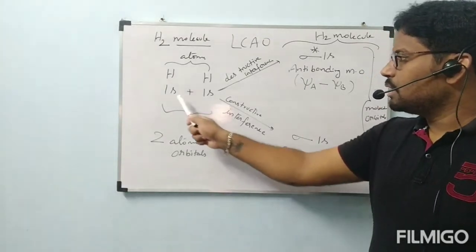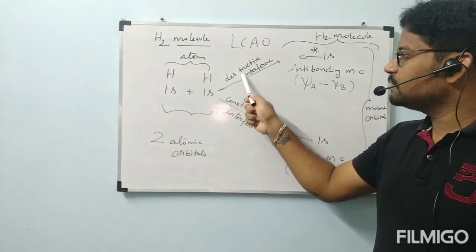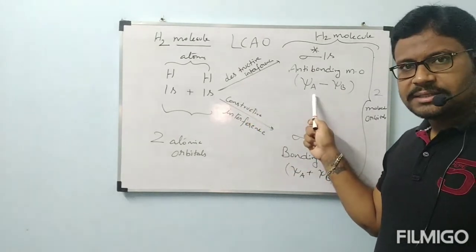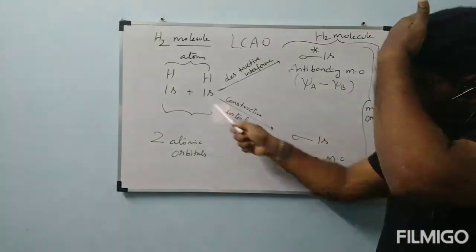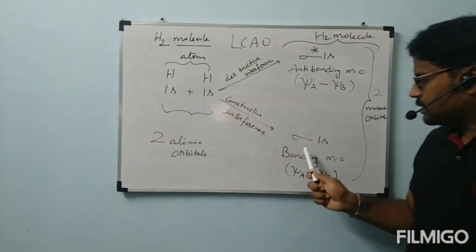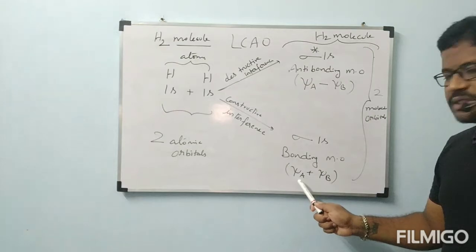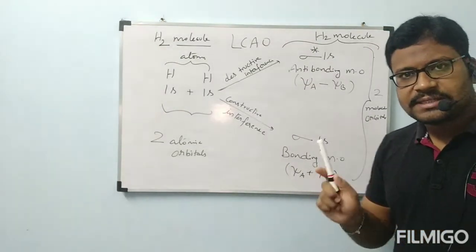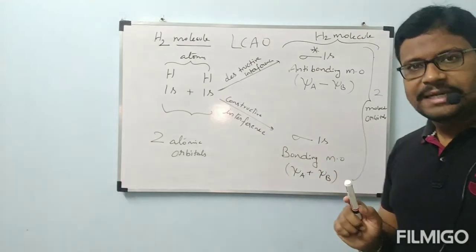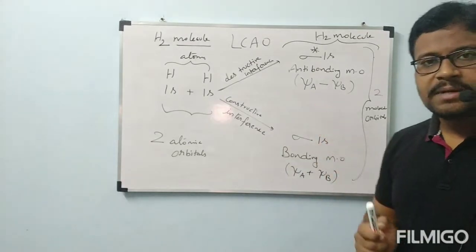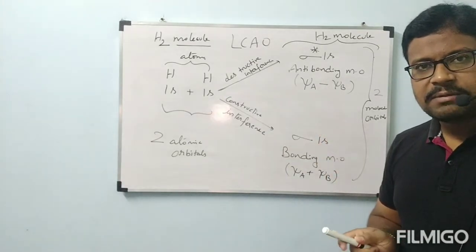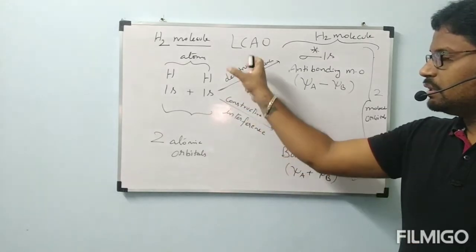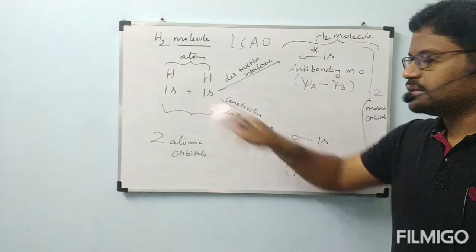Now, how? This 1s and 1s will combine by destructive interference to form the anti-bonding molecular orbital, which is represented by psi A minus psi B, and they will undergo constructive interference to form the bonding molecular orbital, which is represented by psi A plus psi B. Bonding molecular orbitals are represented by sigma, pi letters. Anti-bonding molecular orbitals are represented by sigma star, pi star letters. This is the introduction regarding 1s and 1s.